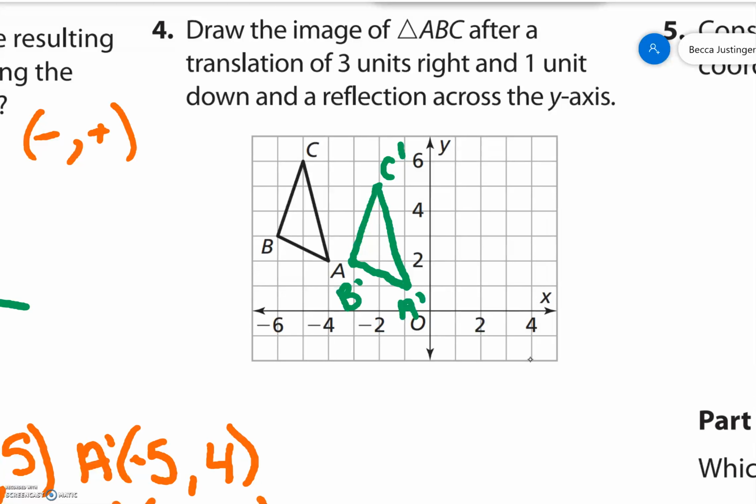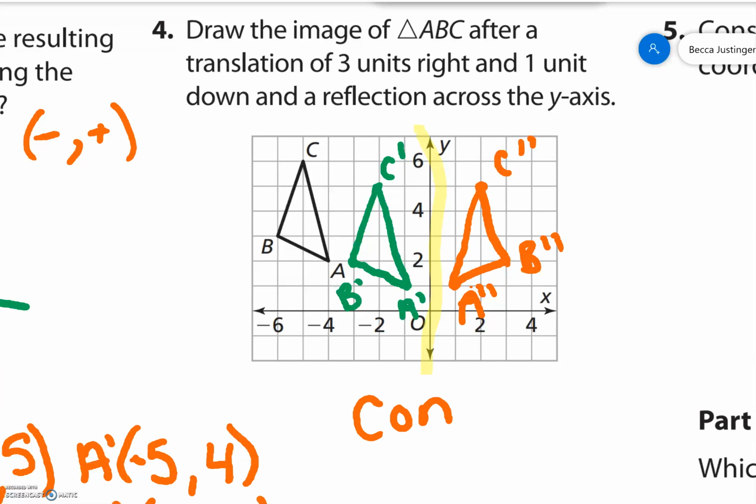Now I need to do the reflection across the y-axis. So however far each point is away from the y-axis, I'm going to do that in the other direction. So this is C double prime, B double prime, and, oops, one more, A double prime. Translation and reflection. These are congruent because we didn't change the size.